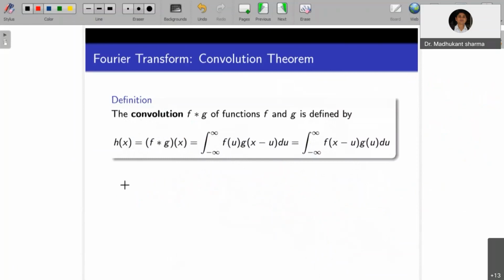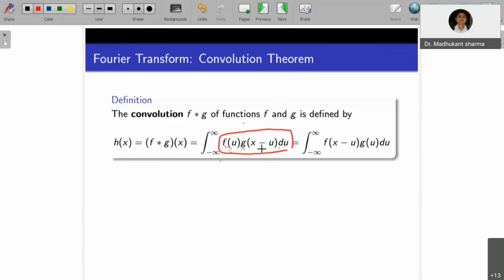So here the convolution of two functions is given by f of u times g of x minus u, but here the limits are minus infinity to plus infinity. You can also verify that you can exchange the role of f and g. It depends on the definition of the functions, accordingly you can decide which one you will take as f and which one you will take as g.